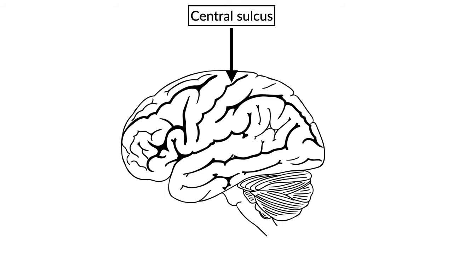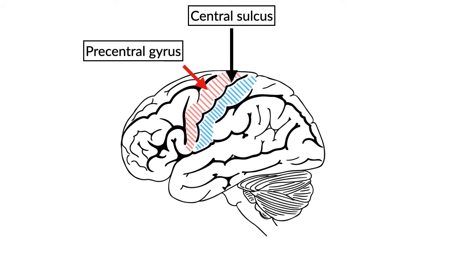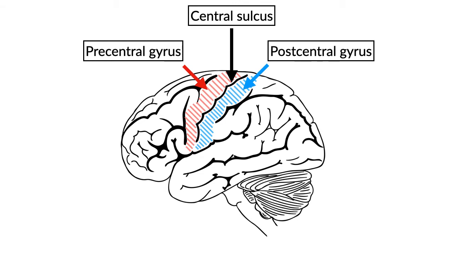So as I mentioned before, we had the central sulcus that runs through the middle of the brain, dividing it front and back. Now, anterior to this sulcus, the central valley of the brain, we have what's known as the pre-central gyrus, and posterior to that we have the post-central gyrus. Now this is pretty easy to remember because pre means before and post means after. So before the central sulcus we have a gyrus, and after the central sulcus we have a gyrus. So pre is before and post is after.